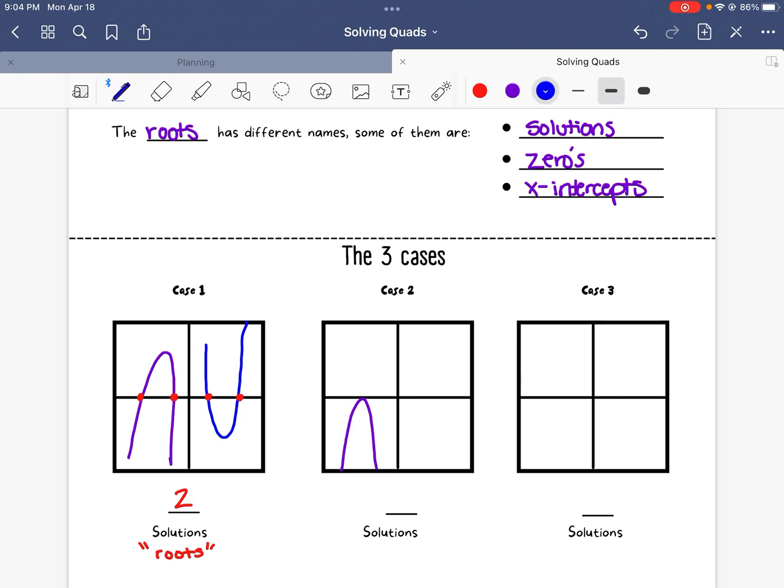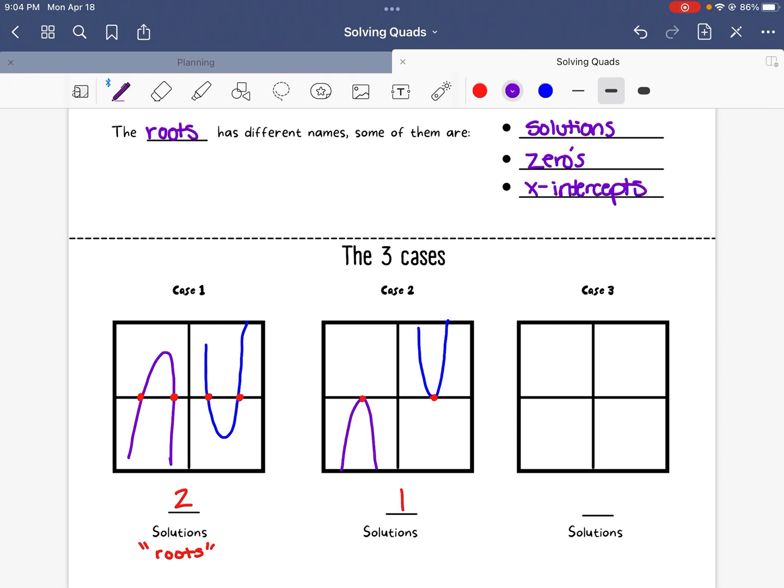The second case is that maybe it barely touches the x-axis like that. And I'm doing 2 different parabolas because it could be when it's either positive or negative. So for this example, I only have 1 root right here on each one. So right here, I only have 1.